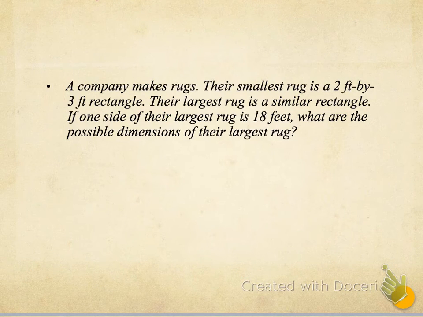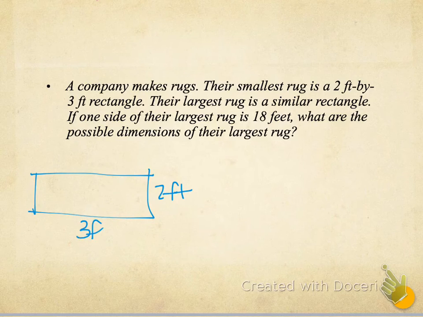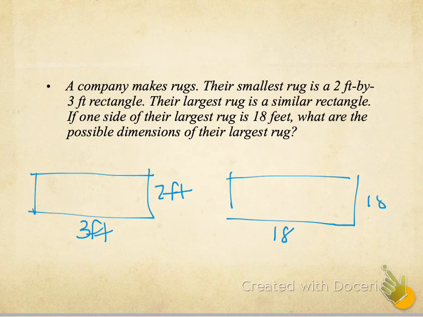A company makes a rug. The smallest rug is 2 feet by 3 feet. Their largest rug is a similar rectangle. If one side of their largest rug is 18 feet, what are the possible dimensions of their largest rug? Okay, so I'm going to say, says one side is 18, so it could be this side and it could be this side. We're not sure. So let's make it this side first and figure out what it is.